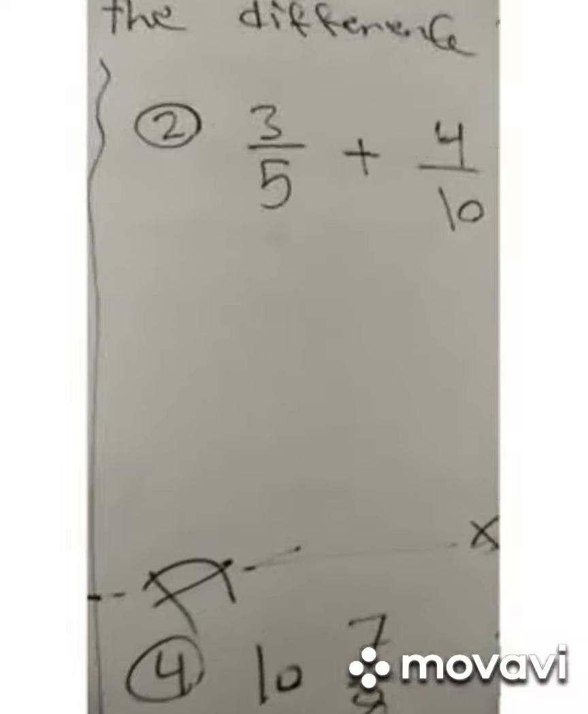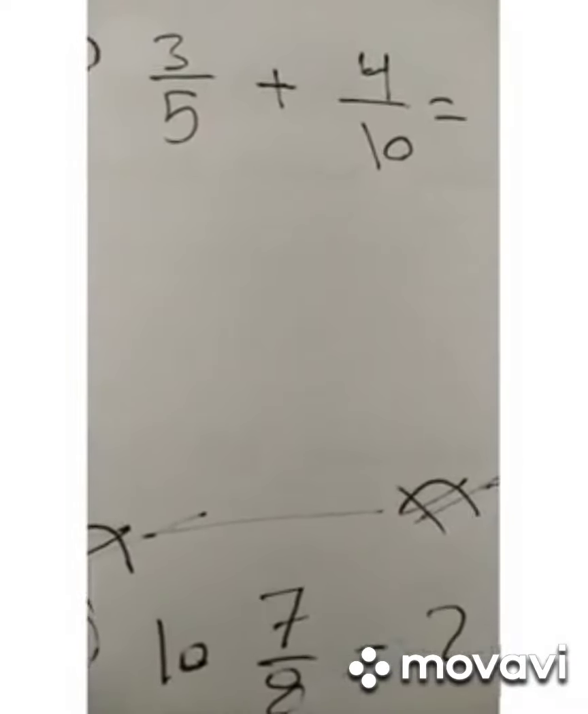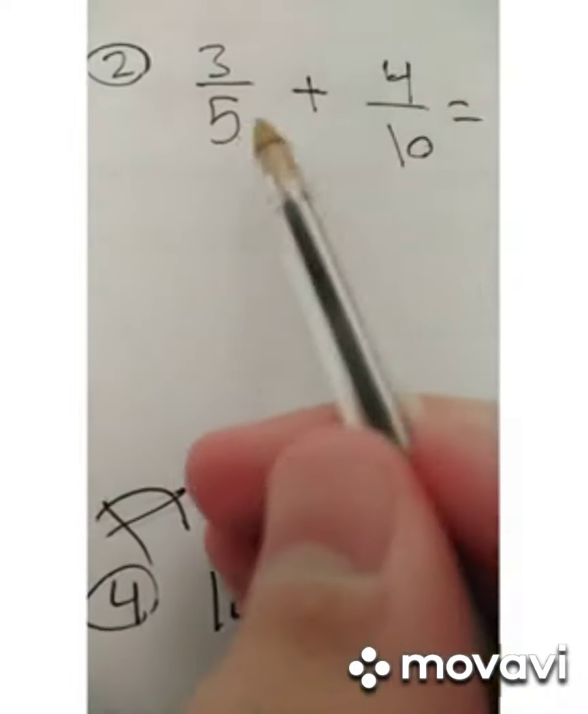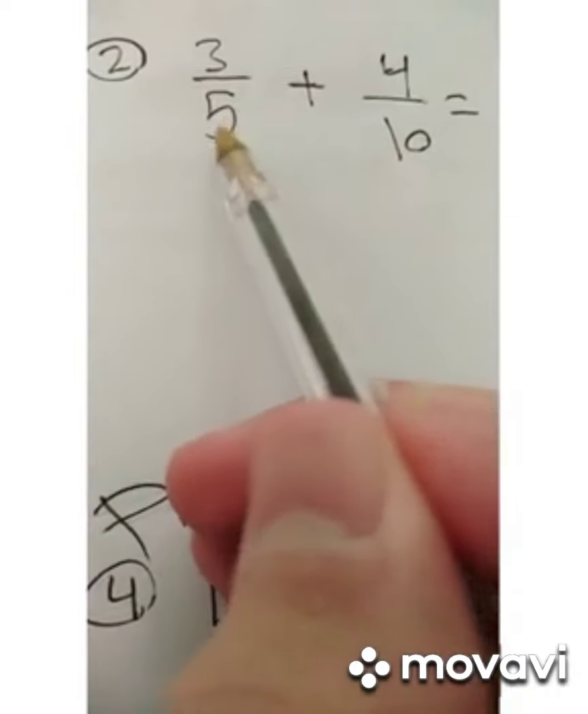Number 2. We have 3/5 plus 4/10. Look at the two denominators now. Are they equal? No, they are different, unlike denominators. So we should unify at first. To change 5 to be 10, yes, we multiply up and down by 2. So multiply by 2 up and down.